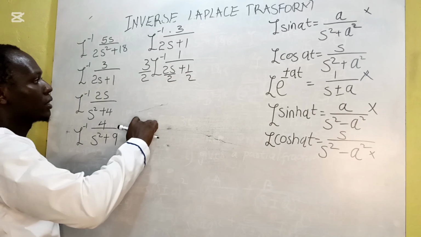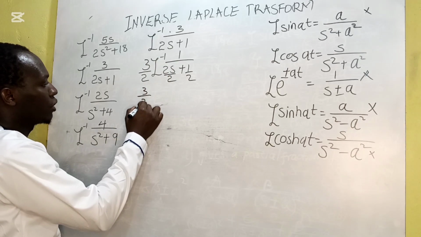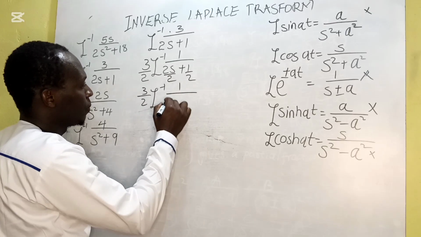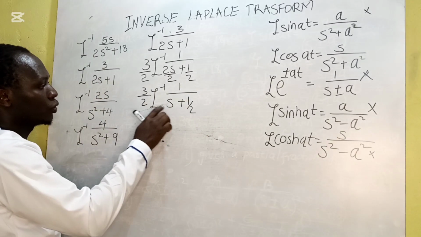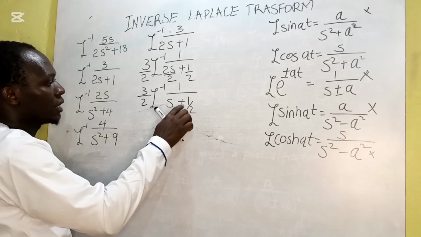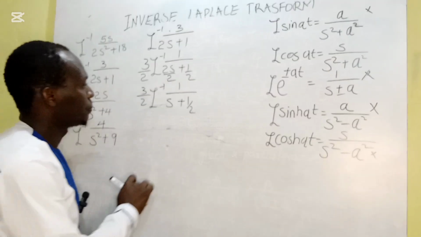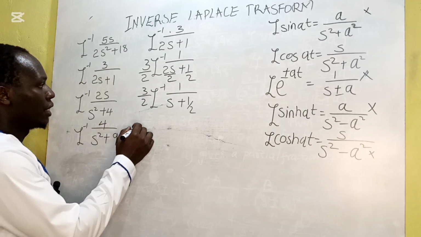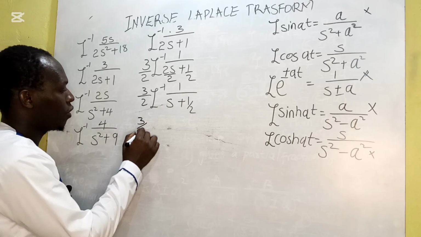So this one will cancel each other, and we are going to have 3 all over 2, the inverse Laplace transform of 1 all over s plus a half, because when you take these 2 and multiply by this one, we are going to have 2s, and when we multiply by that we are going to have 1. Let us now get into our functions here, and by getting into our function we are going to have 3 all over 2.